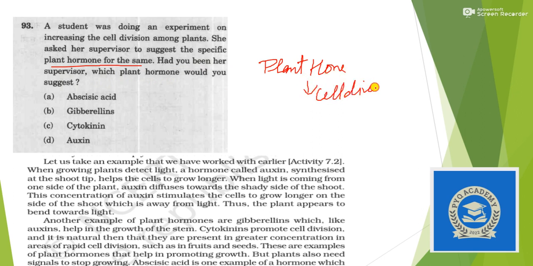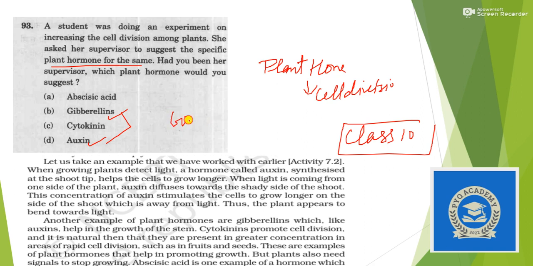This is a question from class 10 NCERT, from where I had taken this picture. Let's look at the options first. Auxin and gibberellins, both these hormones are growth hormones, in which auxin is synthesized at the shoot tip and helps the cell to grow longer.